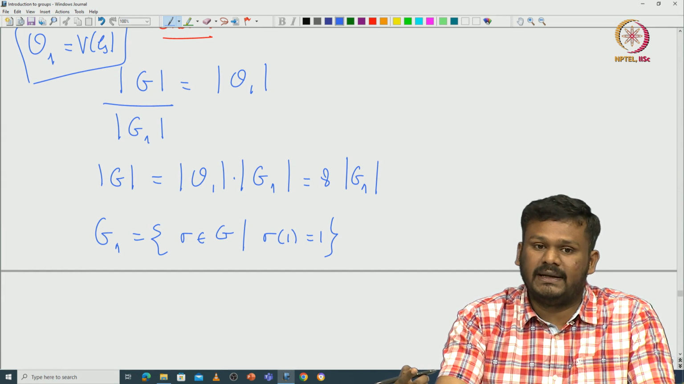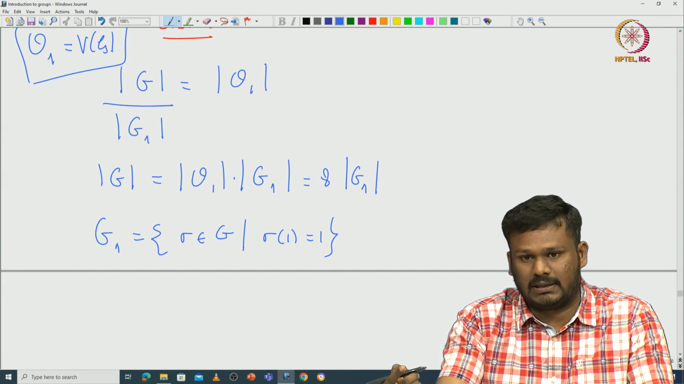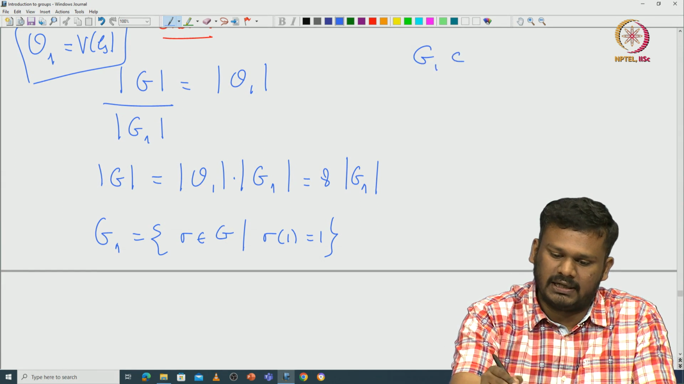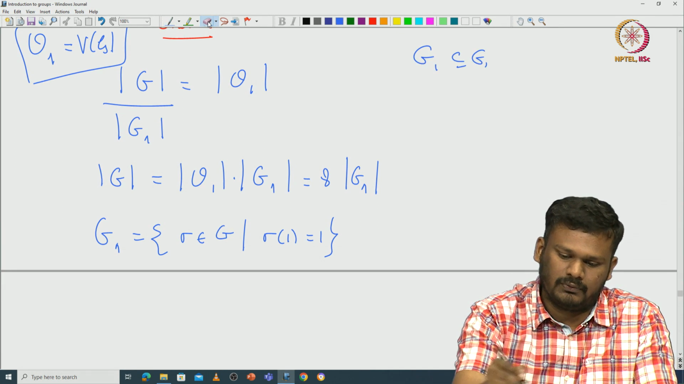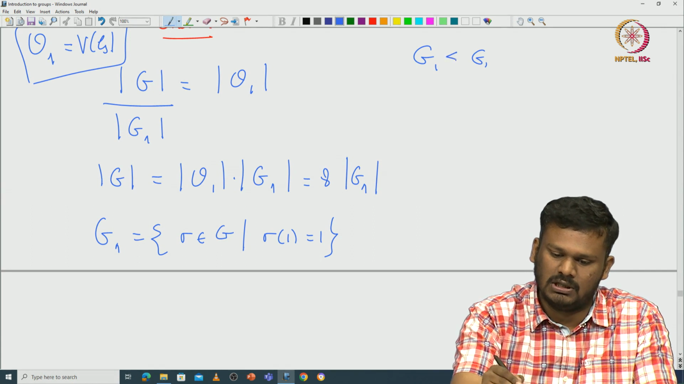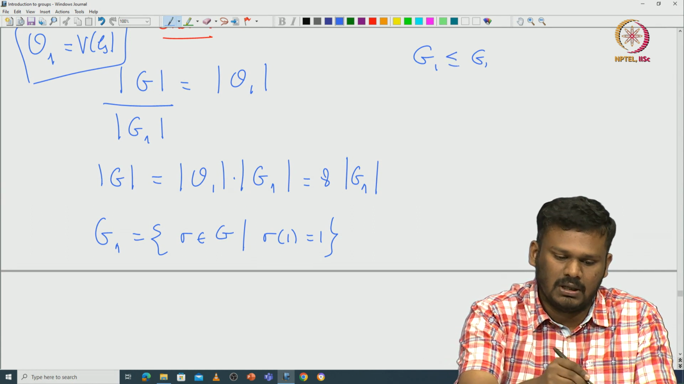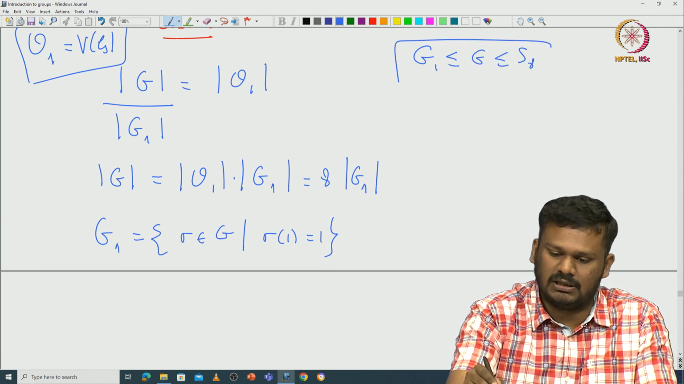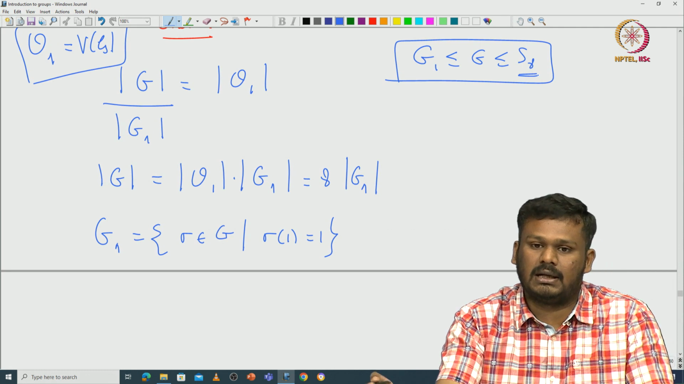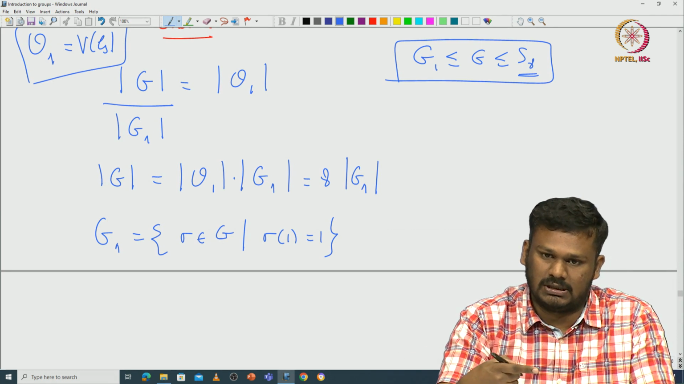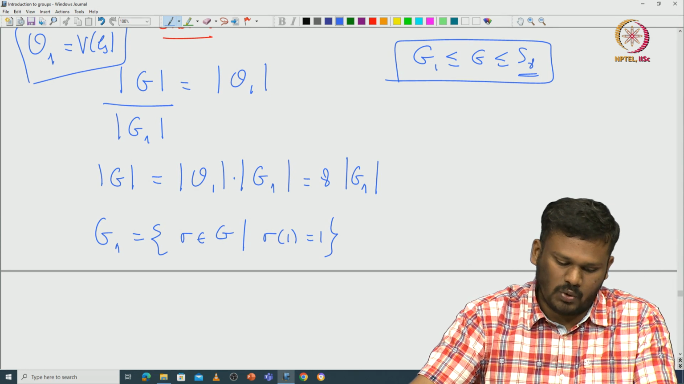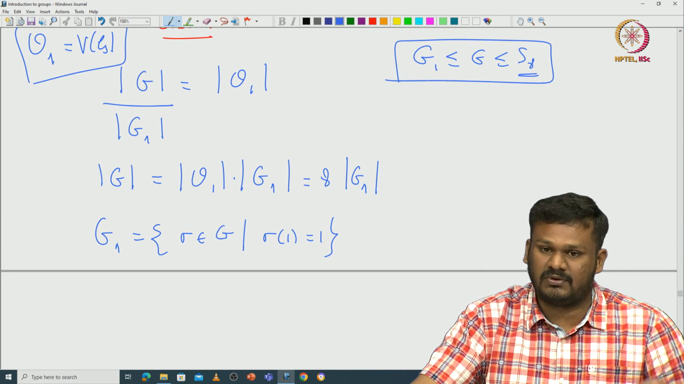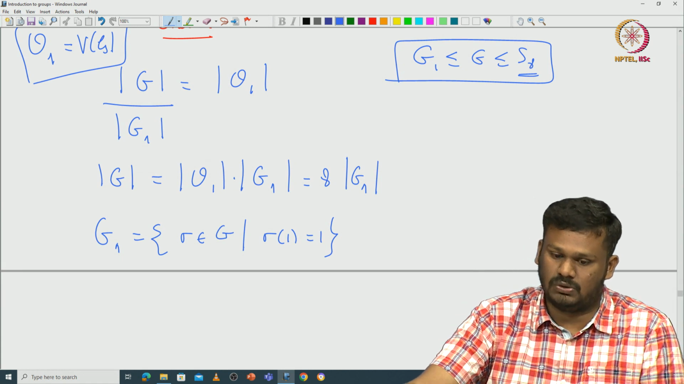So, now you can take this G1 again and make it act on this vertex set, because G1 is contained in G as a subgroup. So, we can use the same action. G1 is contained in G, and G is contained in S8. So, the same action that you have here can be restricted to G1. So, what does G1 do? G1 actually fixes this 1, all possible automorphisms of this graph which fix this 1.